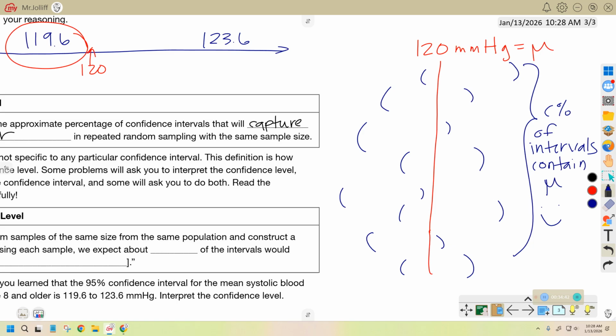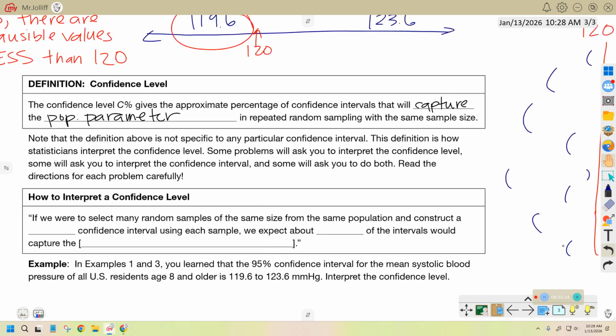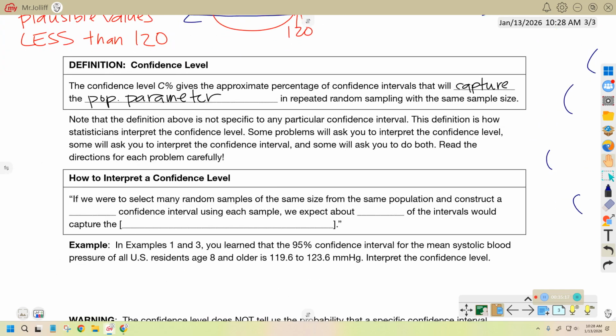That is the interpretation that they are expecting you to give. It's not how we typically refer to C%. I'm 95% confident my interval captures a value, but that's not what they want to hear when they're asking you to interpret your confidence level. The confidence level itself is separate from the interval. It is this idea here. If I'm 90% confident, 90% of the intervals I construct, 9 out of every 10, are going to capture the population value. That is a hard idea to digest.